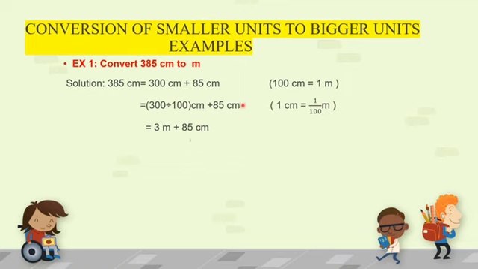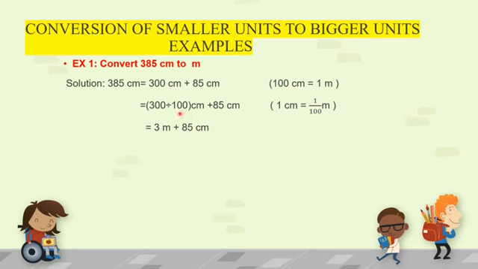I repeat, first we will divide into 2 addends. Find out the relationship between the 2 units, centimeter and meter. 100 centimeter equals 1 meter, where 1 centimeter equals 1 by 100th meter. Fine. And then divide it. 300 divided by 100 centimeter.